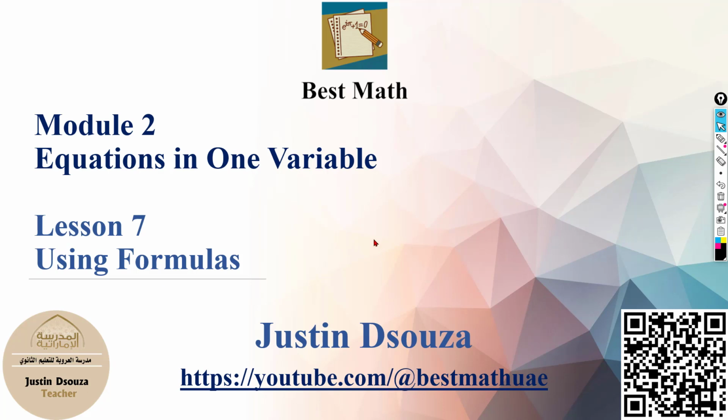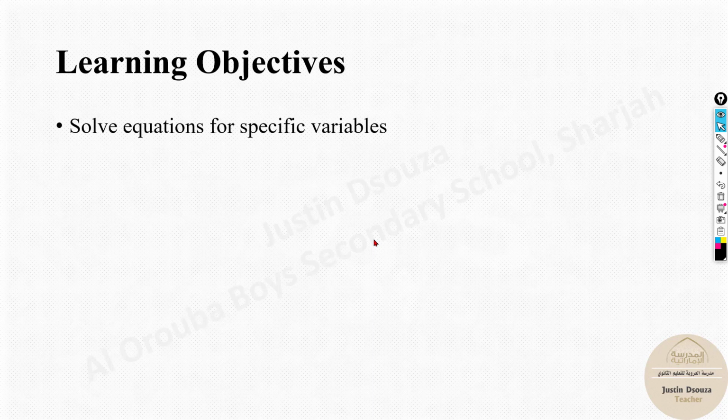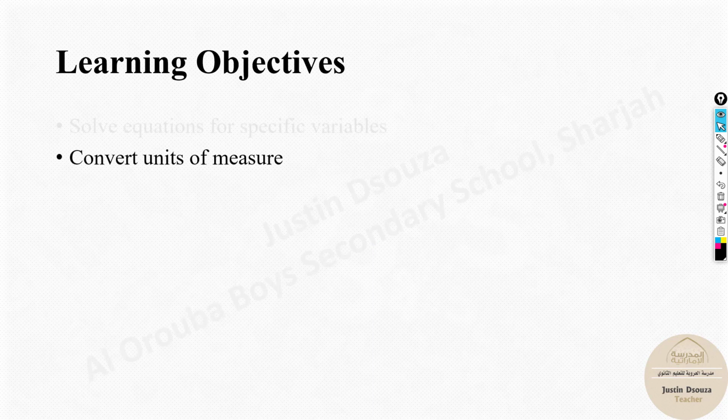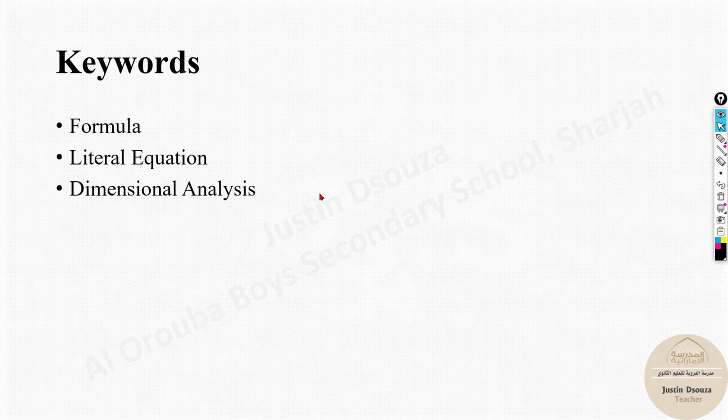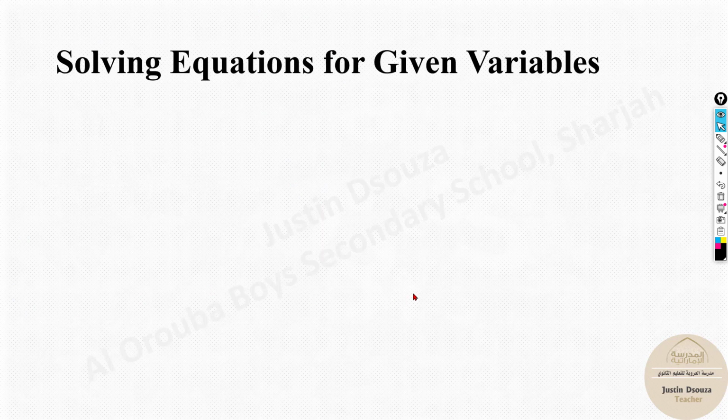So we will move on to the lesson objectives, that is to solve equations for specific variables and to convert units of measure. We will see the keywords: formula, literal equation, dimensional analysis. We will learn both the objectives and all the keywords in this lesson. Now let's move into the lesson.